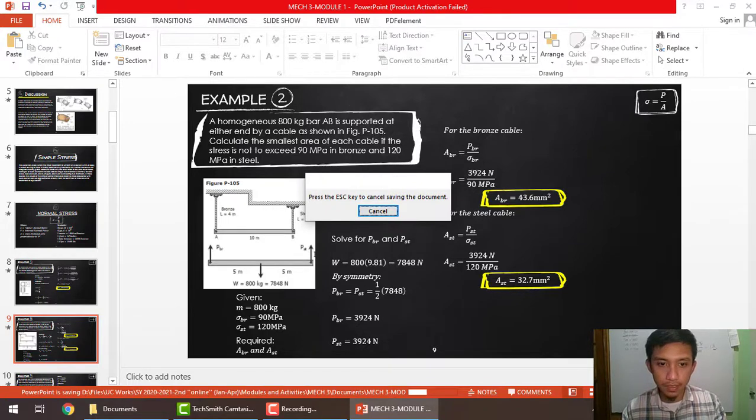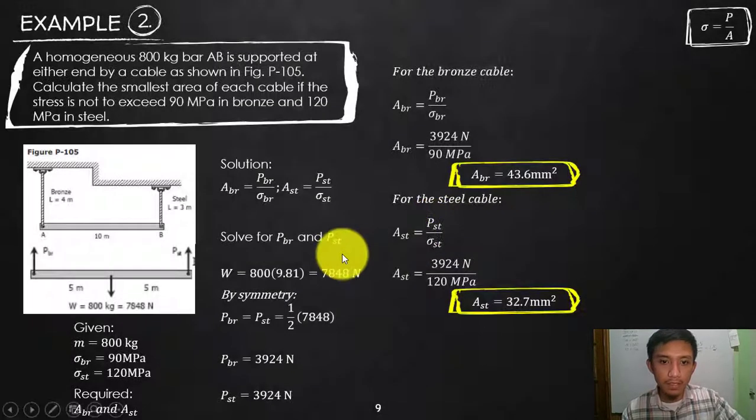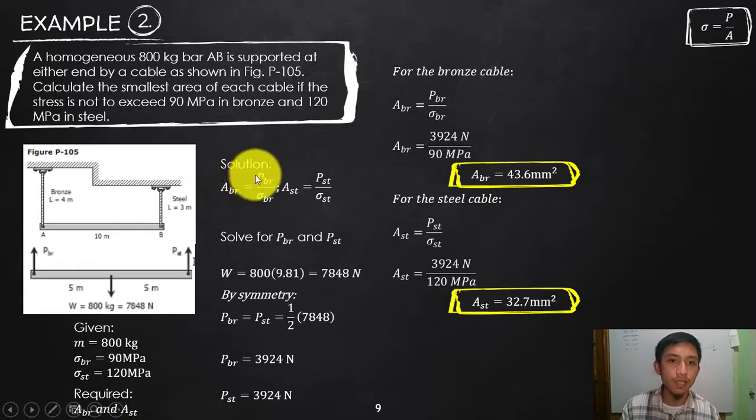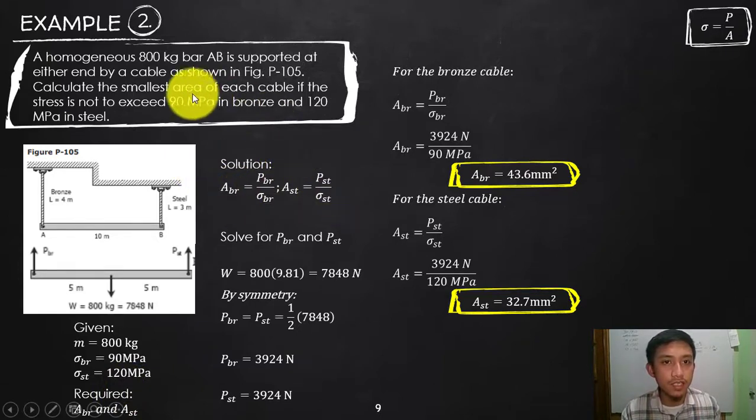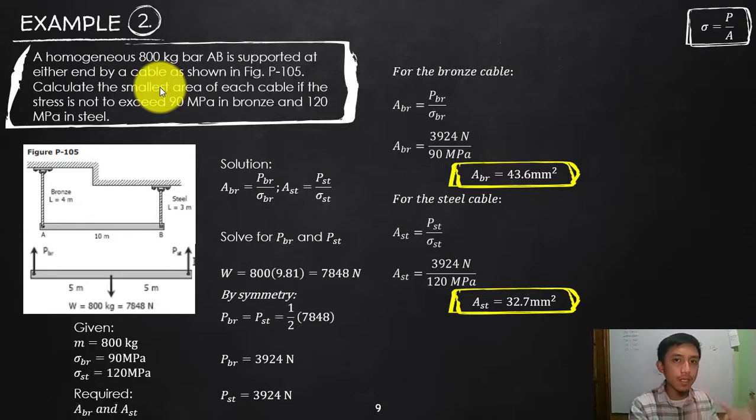Okay, let's continue. So bronze is 90 and then steel is 120. What is required is the area of the bronze or the steel, since we are trying to find the smallest area. Of course, we can give a big area to carry the stress so that it will not exceed the allowable. But if we are on actual design, we are trying to design as much as possible. We will try to maximize the strength so that we will end up with less expenses.